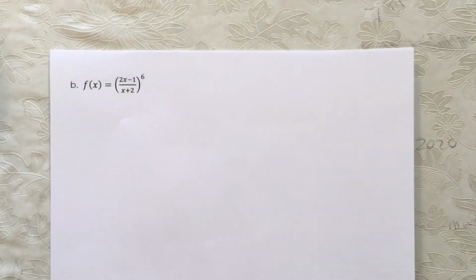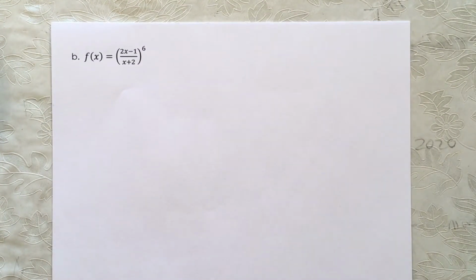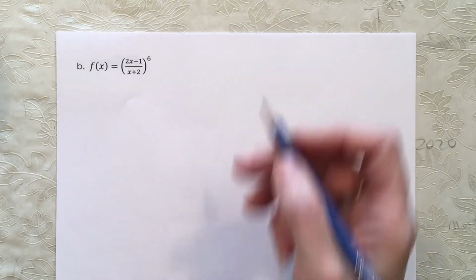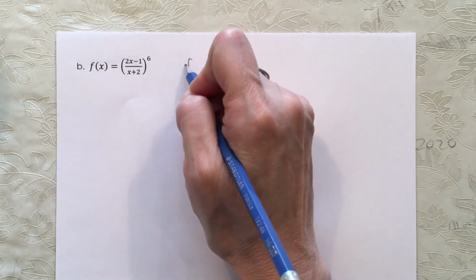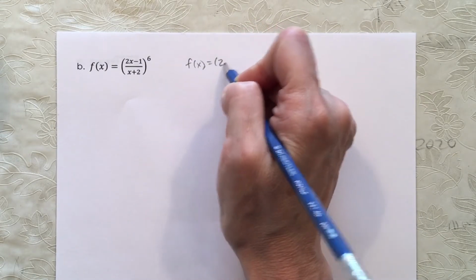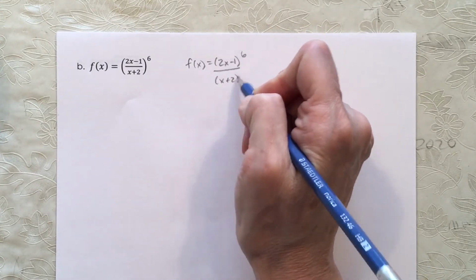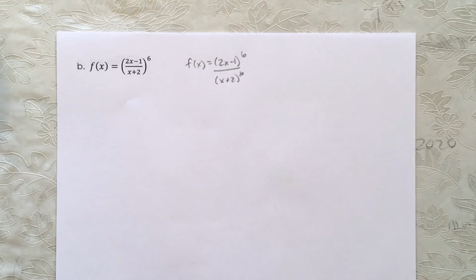So B, f of x equals (2x minus 1) divided by (x plus 2), all to the 6th. You can do this question in two ways. I like to see it as a chain rule first, and then with a quotient rule inside. Other people would want to rewrite it like this, and say that it's a quotient rule first with chain rules to do in each place.